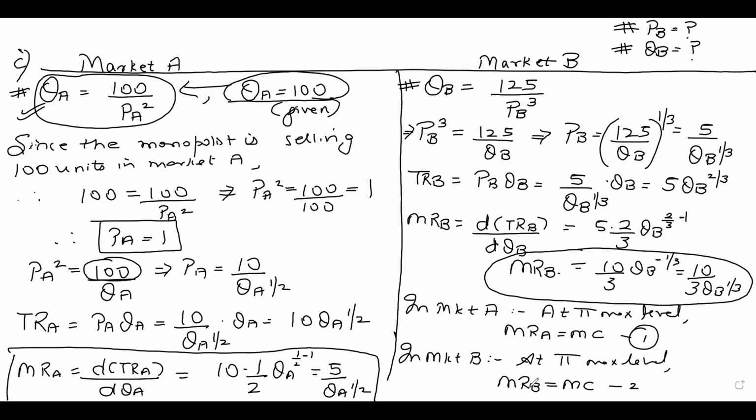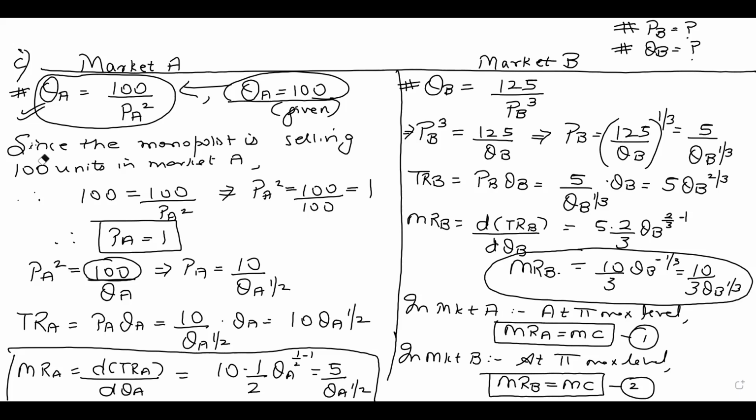So guys, what do I learn from 1 and 2? In market A, at the profit maximizing level, MRA should be equal to MC. In market B, at the profit maximizing level, MRB should be equal to MC. We are given that both the markets have the same marginal cost. If you read the question carefully, we were given that both the markets have the same marginal cost. So from 1 and 2, what can I say?